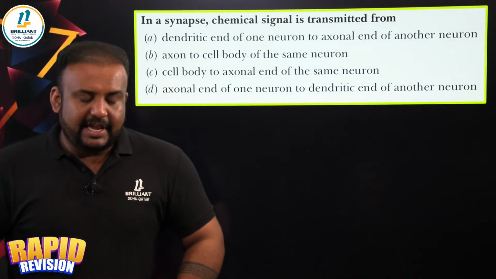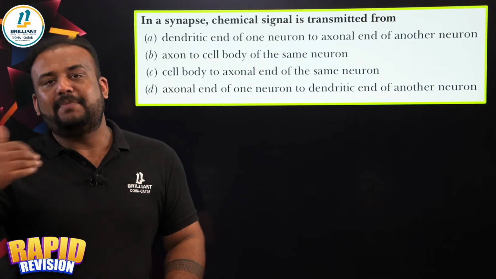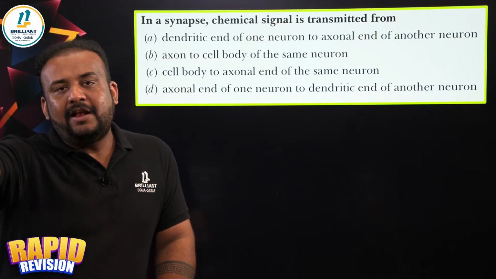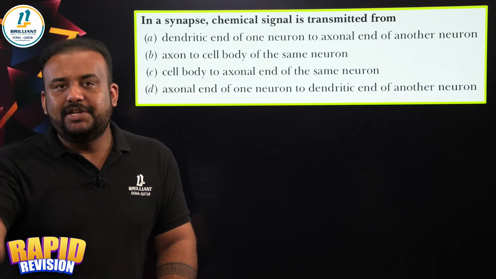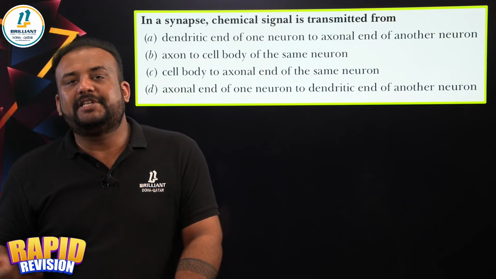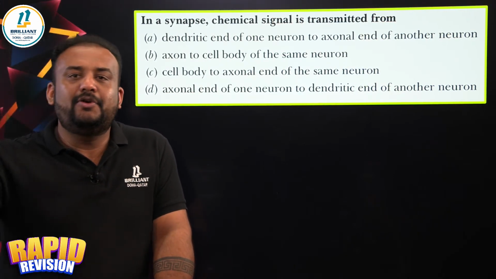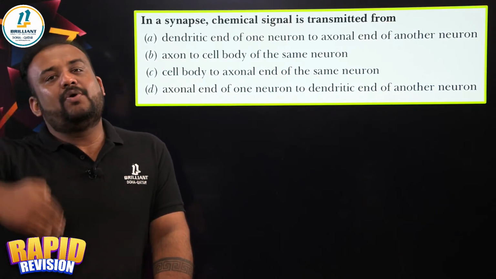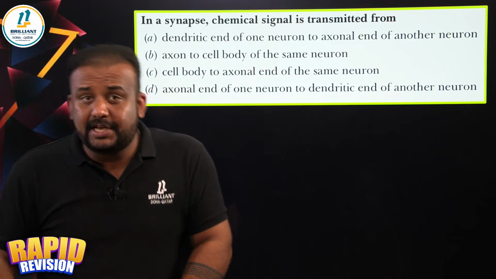In a synapse, chemical signal is transmitted from... Tell me what happens at this synapse. As the signal comes through the axon, at the end of the axon we have the synaptic bulb. This bulb contains neurotransmitters. These neurotransmitters are in the synaptic vesicles, so synaptic vesicles will be bursting and the neurotransmitters will enter into the synaptic junction, and then they go and bind to the dendrite of the next neuron and create an electrical impulse there, right?